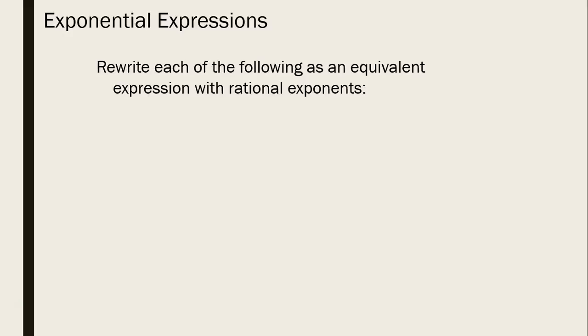Let's look at a few expressions and see how we can simplify them. Rewrite the following as an equivalent expression with a rational exponent. That means a fractional exponent. So if we're looking at the fourth root of x, we have to remember that the x that we see underneath the radical is really an x to the first power. So the fourth root of x to the first power is x to the 1/4 power. The cube root of r squared is the same thing as r to the 2/3 power.